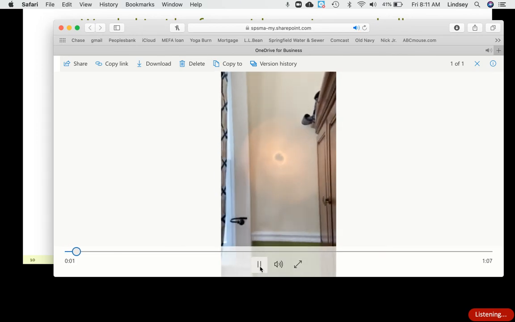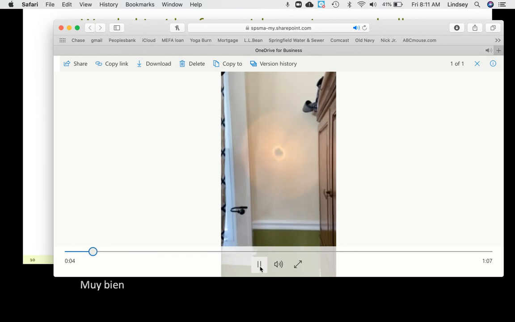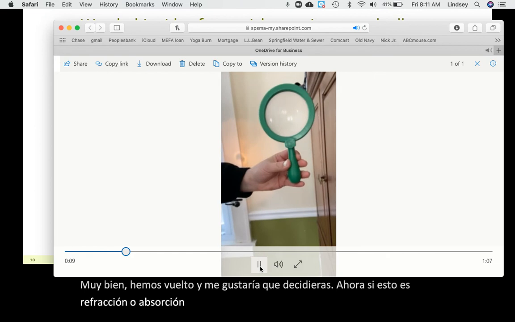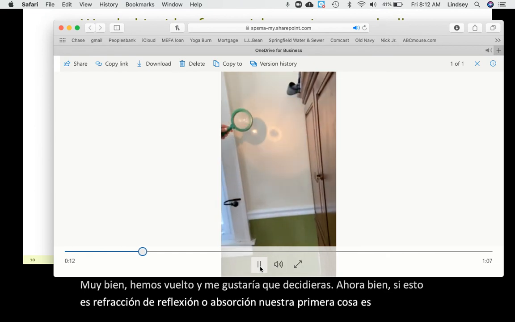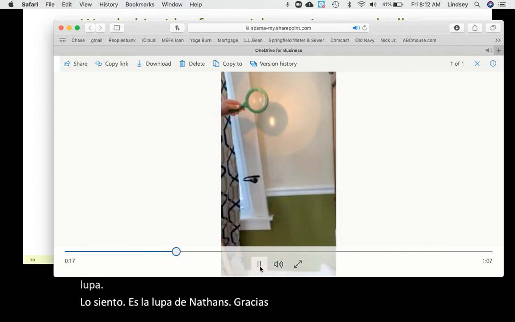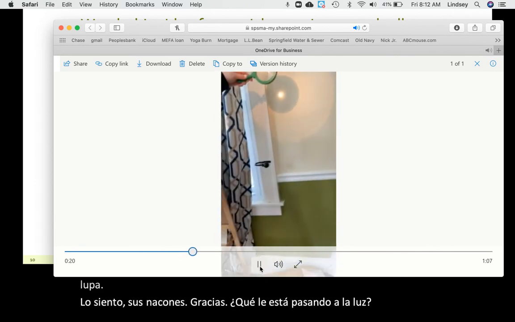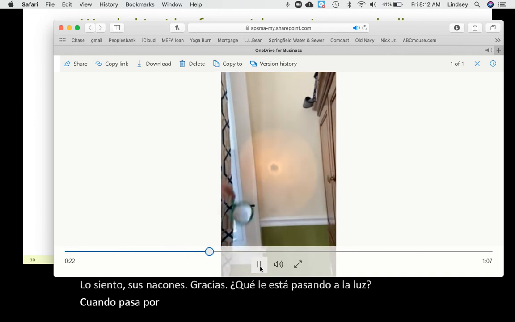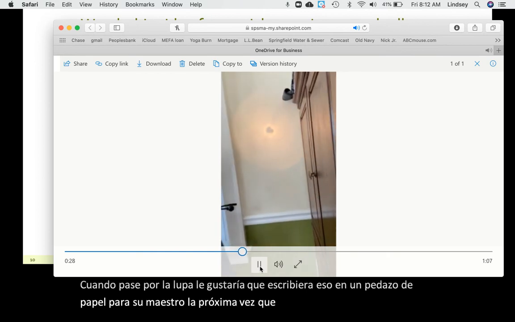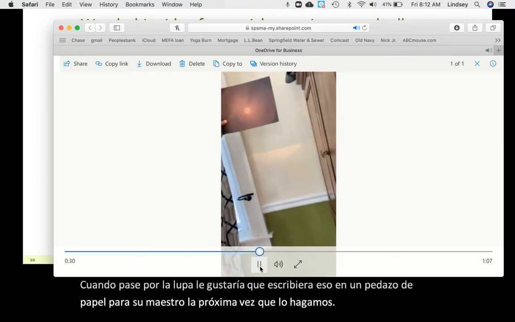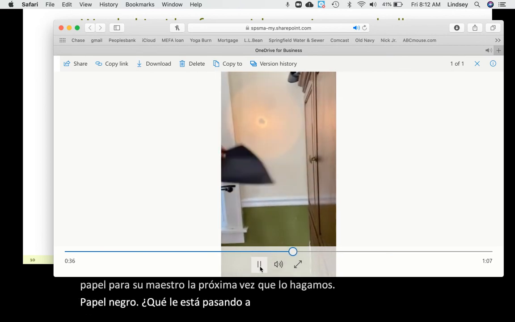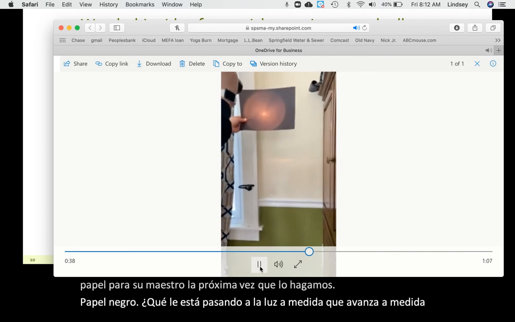All right, we're back, and I would like you to decide now if this is reflection, refraction, or absorption. Our first thing is our magnifying glass. Hey, that's mine. Sorry, it's Nathan's magnifying glass. Thank you. So what is happening to the light when it goes through the magnifying glass? I'd like you to write that down on a piece of paper for your teacher. The next one we're going to do is this piece of black paper. What is happening to the light as it shines on the black piece of paper?